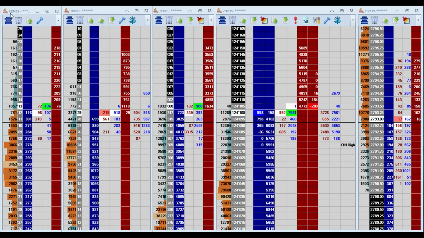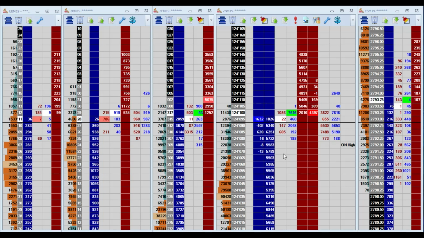From left to right here, you have the Ultra Bond. You have the 30-year bond. You have the 5-year, which is the ZB symbol. Right here is the 10-year, the ZN. That's typically what I trade. It's a 10-year Treasury T-Note. And then all the way over on the right is the ES, which is the E-mini S&P. Aside from the T-Note, it's the most liquid of the futures products.